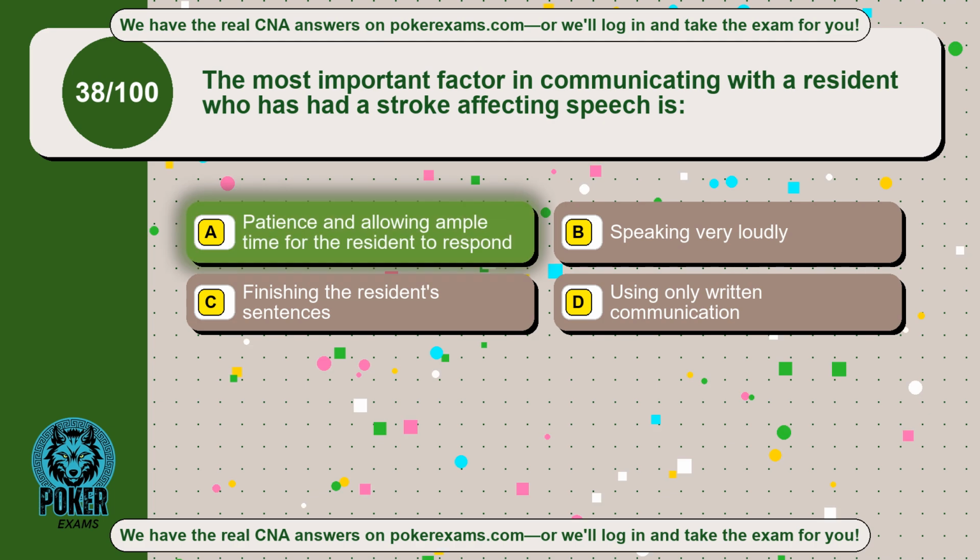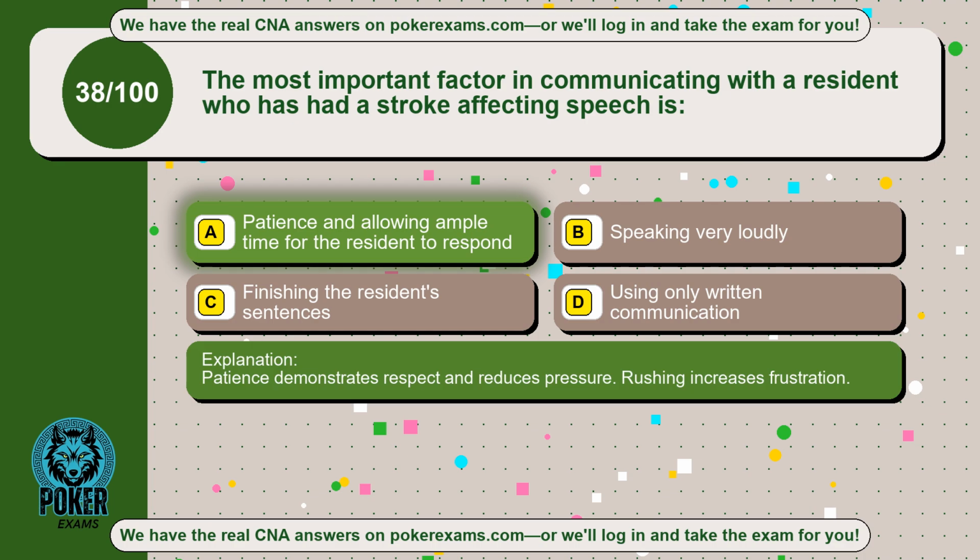The correct answer is option A. Patience in allowing ample time for the resident to respond. Patience demonstrates respect and reduces pressure. Rushing increases frustration.